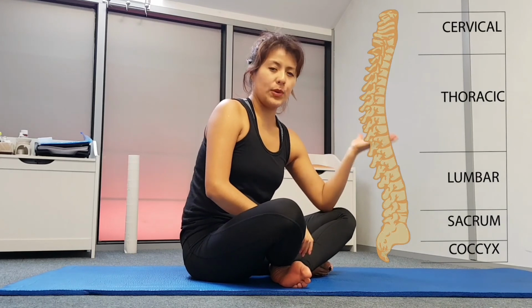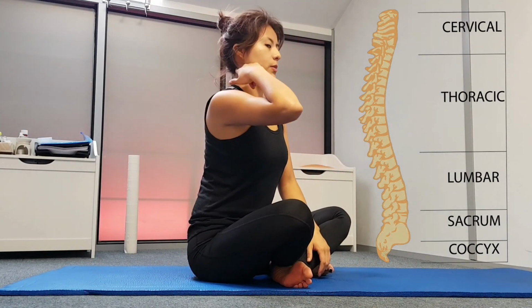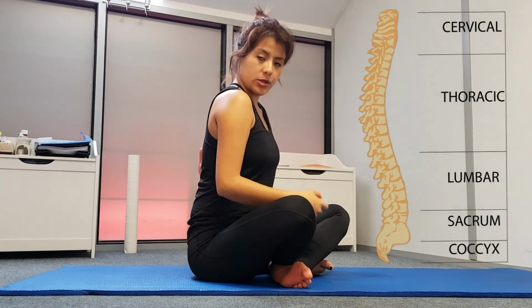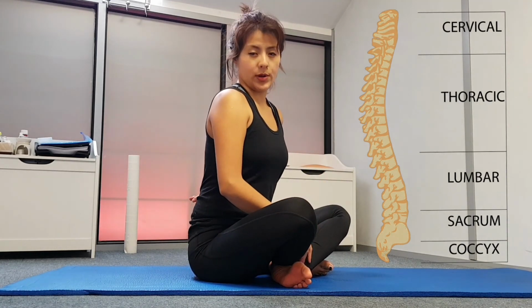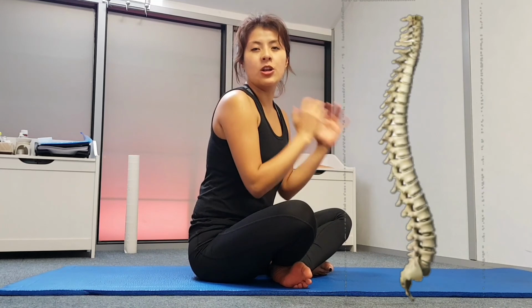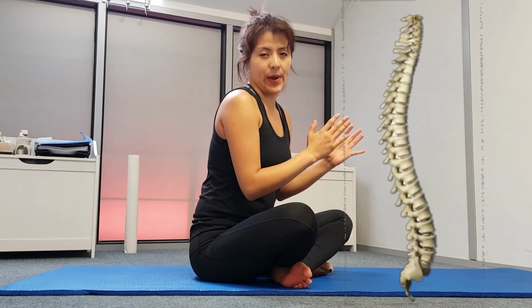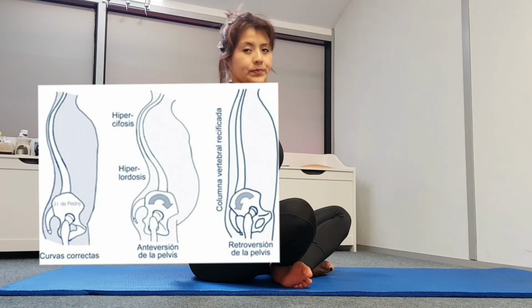The first thing you should know is that the spine has different types of curvatures. As you can see here in the picture, we have the cervical curvature, the dorsal curvature, and the lumbar curvature. These are the normal curvatures of the spine. But if these are altered, that could produce hyperkyphosis, hyperlordosis, and sometimes it can produce a rectification of the spine.